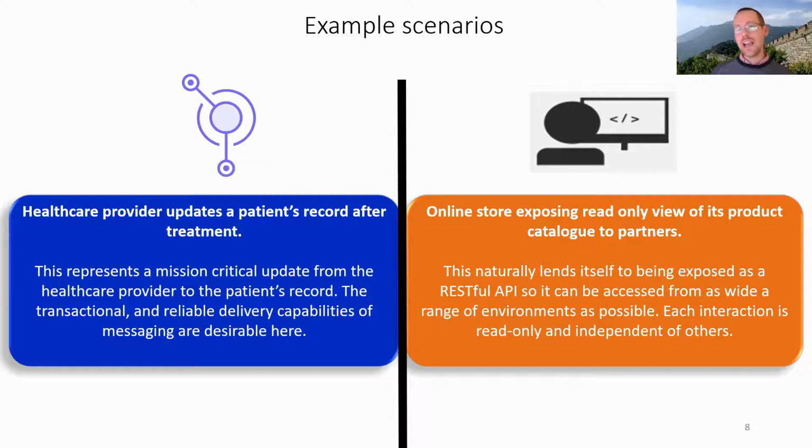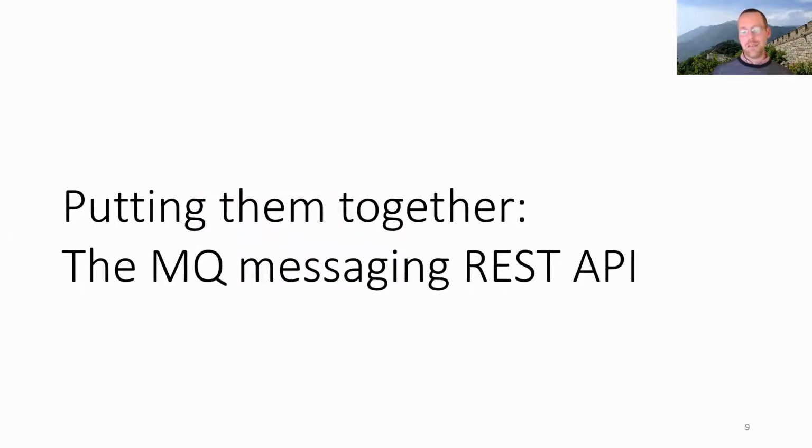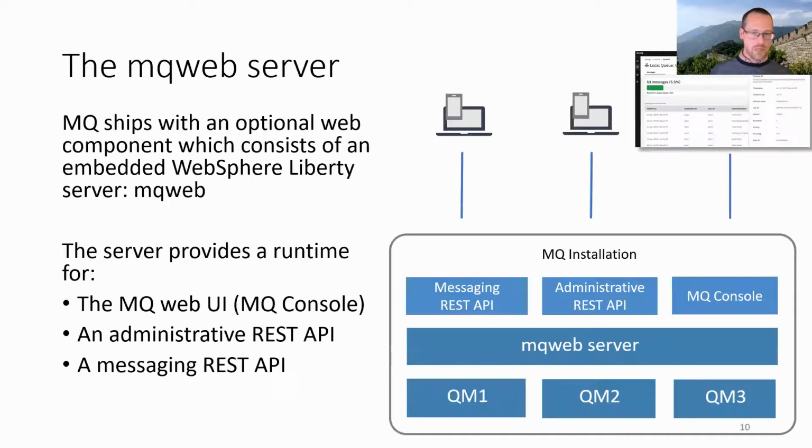But what I now want to look at is what happens if you take MQ and start exposing it as a REST API. What does that mean? I'm going to spend perhaps the next 20 minutes talking about that. So if anyone does have any questions, just feel free to put them in the chat.